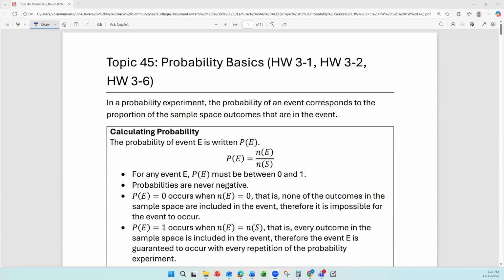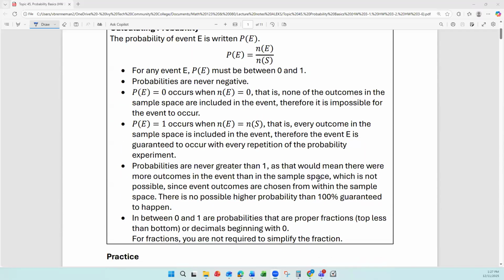The basis of probabilities is that the probability of an event E is basically the proportion of the sample space that is event E. So you're taking the number in event E divided by the number in the sample space. Probabilities can be anywhere between 0 and 1. A probability of 0 means none of the sample space outcomes show up in the event, therefore the event cannot happen. A probability of 1 means every outcome in the sample space is in the event, meaning if you do the experiment, that event is guaranteed to happen.